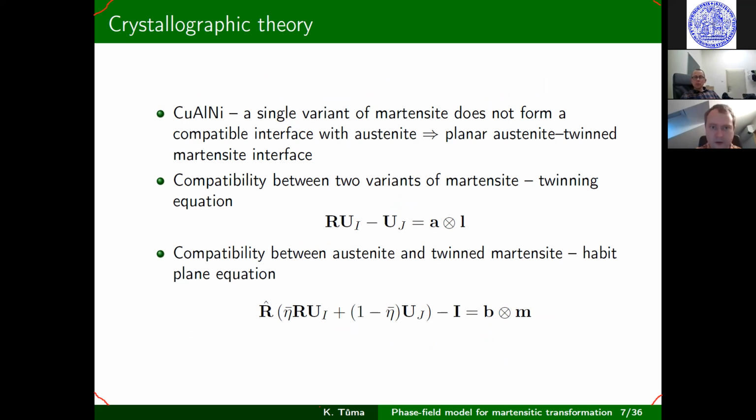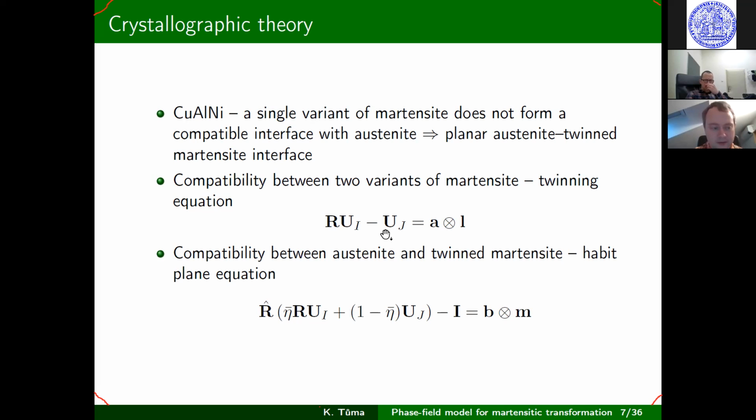So the crystallographic theory, this is a very old topic in shape memory alloys. It speaks about the transformation of the shape memory alloys in the stress-free configuration. So assume that there is no extra stress applied to the austenite and martensite, and then we know, and it is observed, that if you have a material and you are looking at it, there is an interface, for example, between two variants of martensite.